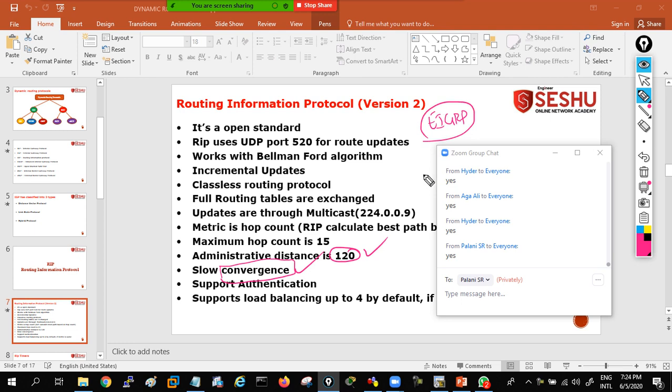EIGRP is a fast convergence protocol, which means if you delete any routes or anything, you are able to see it immediately. Guys, there is some sound coming. Who is that?